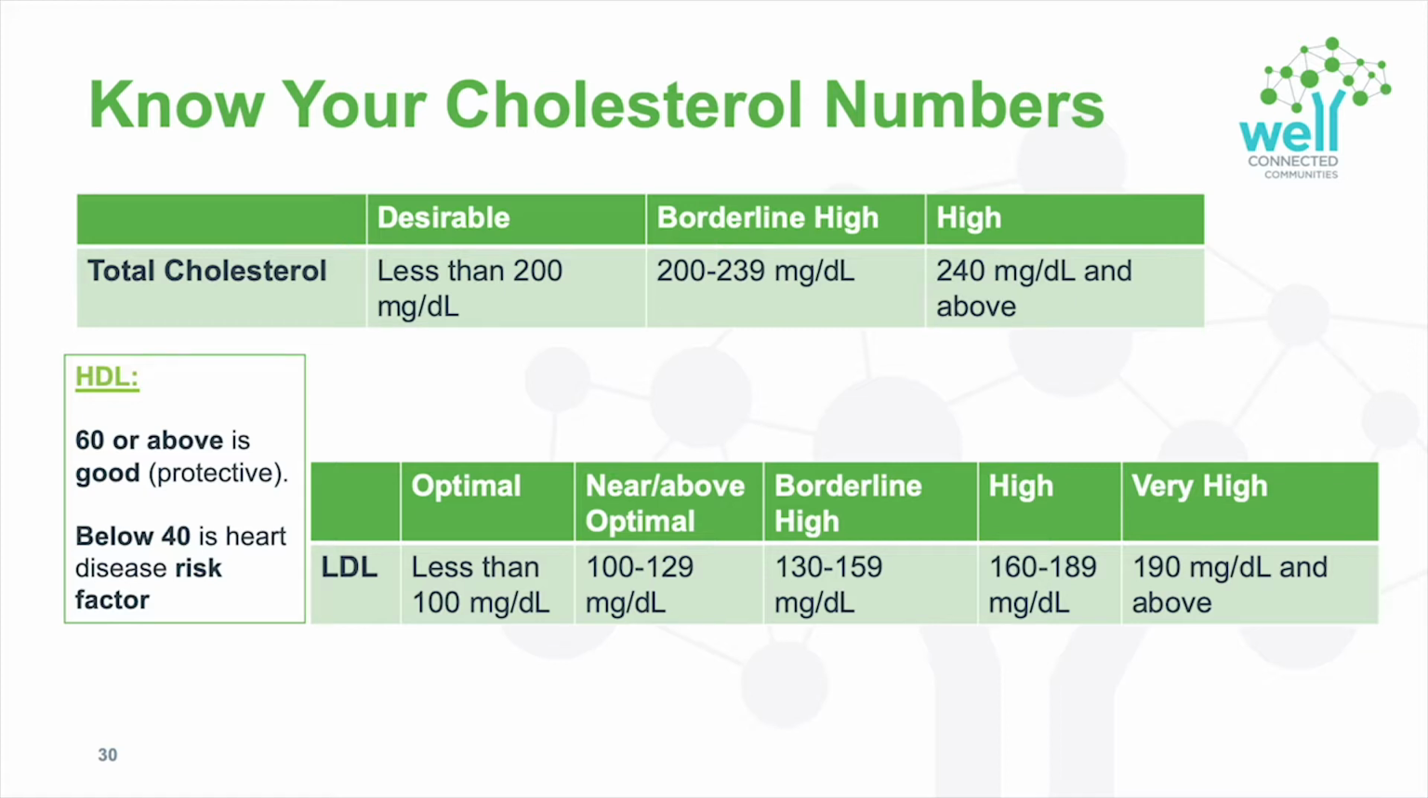A level less than 40 milligrams per deciliter is low and is considered a major risk factor because it increases your risk for developing heart disease. HDL levels of 60 milligrams per deciliter or more help lower your risk for heart disease. You can remember that HDL is the good cholesterol by thinking about H as healthy. HDL stands for high density lipoprotein.